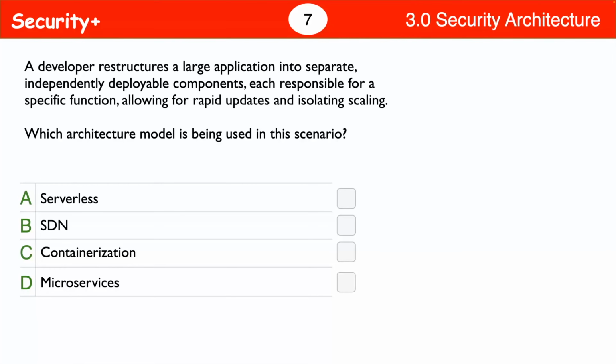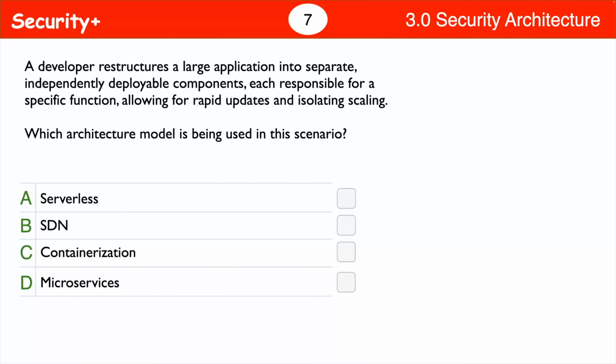Question 7. A developer restructures a large application to separate independently deployable components, each responsible for a specific function, allowing for rapid updates and isolated scaling. Which architecture model is being used in this scenario? A, serverless, B, SDN, C, containerization, or D, microservices.